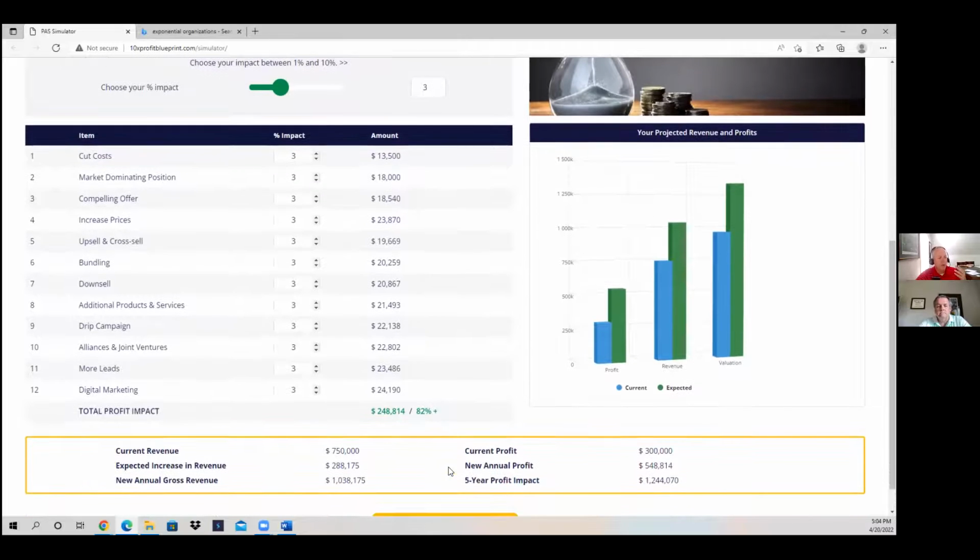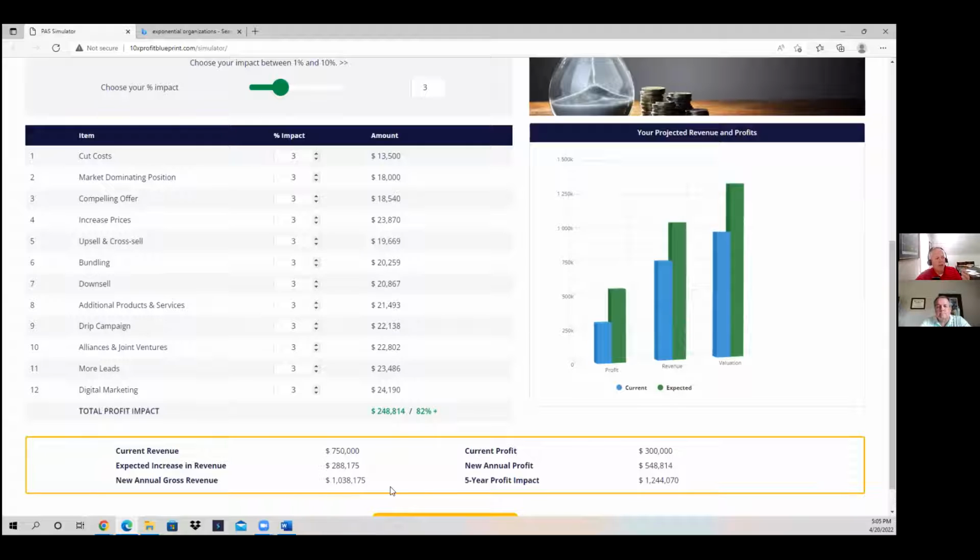So then what would your company look like? This is what we're talking about. Your current revenue is $750,000, and we said you were making 300,000. By just having an incremental 3% in all 12 areas, you would generate an additional 288,000 in new revenue, and you'd get your business above $1 million in revenue. It'd be $1,038,000 down here.